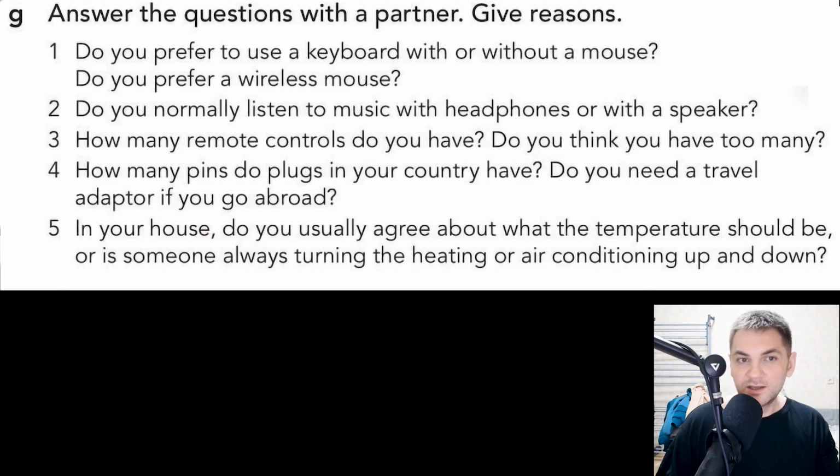Question 5. In your house, do you usually agree about what the temperature should be? Or is someone always turning the heating or air conditioning up and down? Whoa, it's complicated. We can't turn the heating up or down, it can't be regulated. No, and there is no air conditioning in my flat, so we don't have those problems. But we never agree on what the temperature should be when it comes to opening and closing windows. I prefer cold. I like it when everything is open, fresh air, breeze.